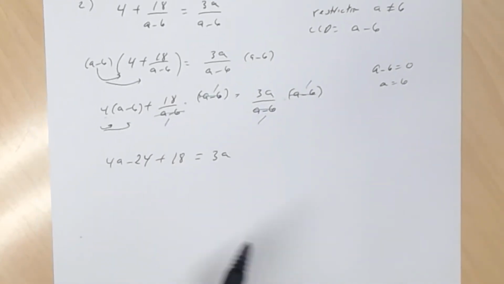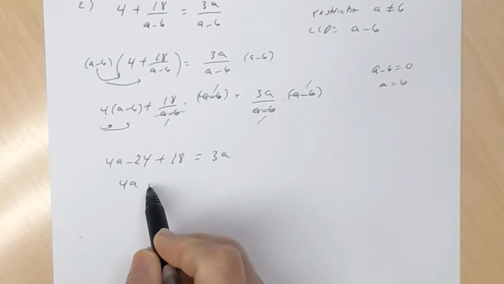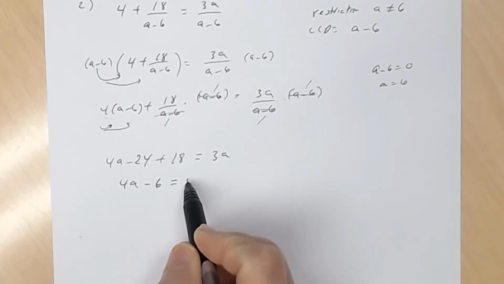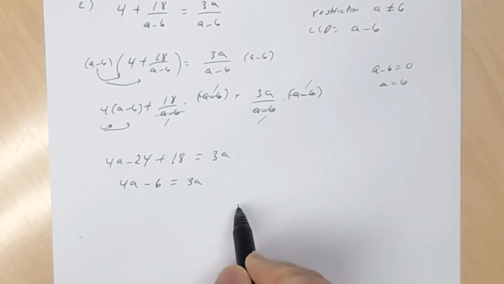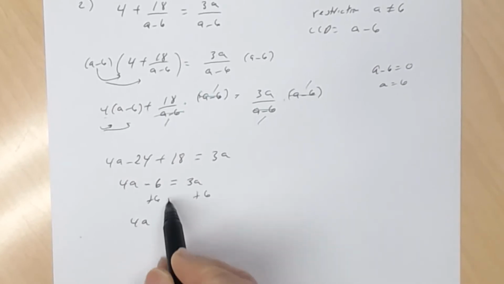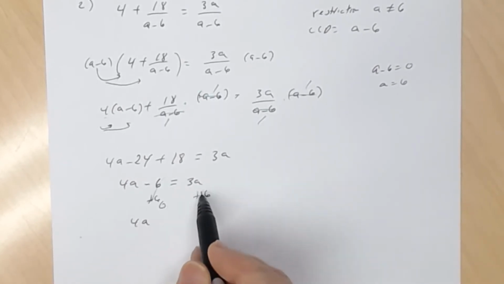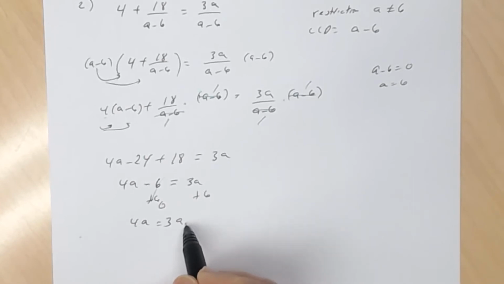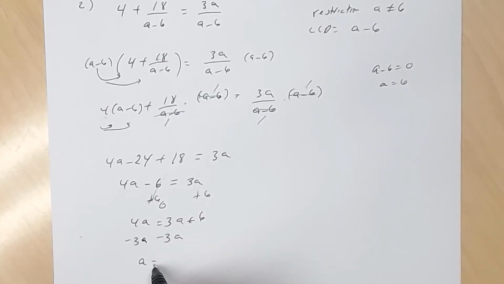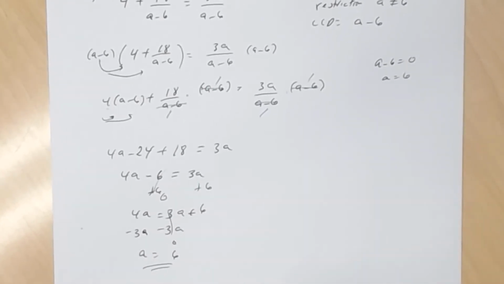All right, so now I have 4a minus 6 equal 3a. And then adding 6 to both sides, I get 4a. Combining like terms, I get 4a, that's 0, equal 3a plus 6. And then subtracting 3a, I get 4a minus 3a is a, that's 0 here, and then 6. Now, listen carefully to the new word.